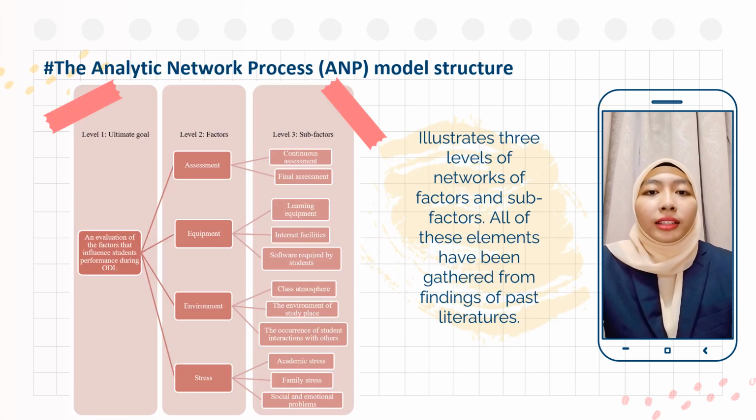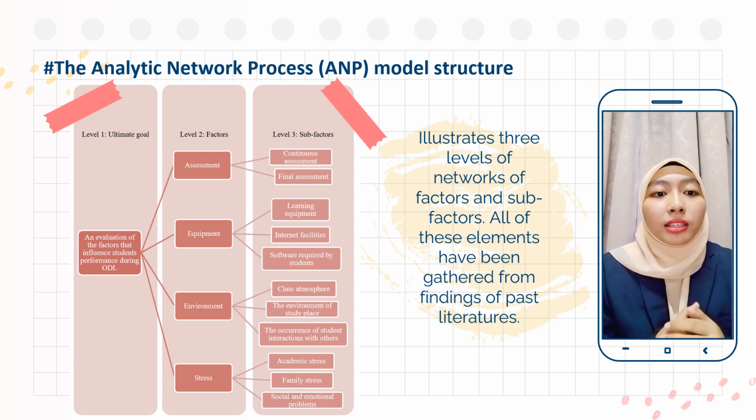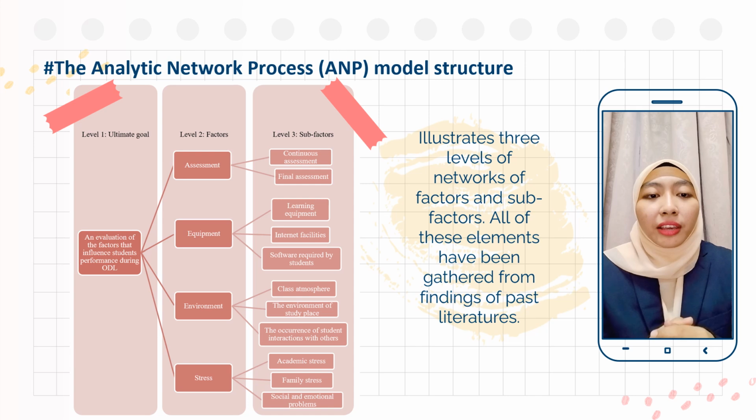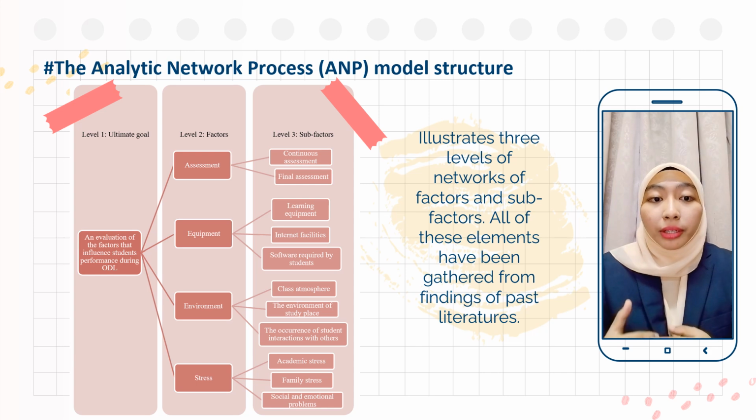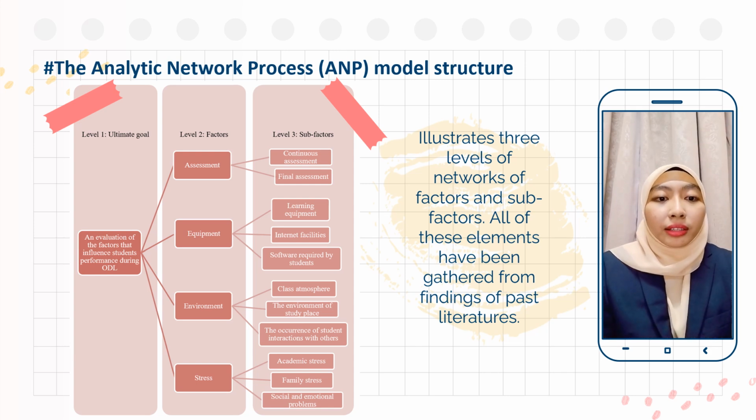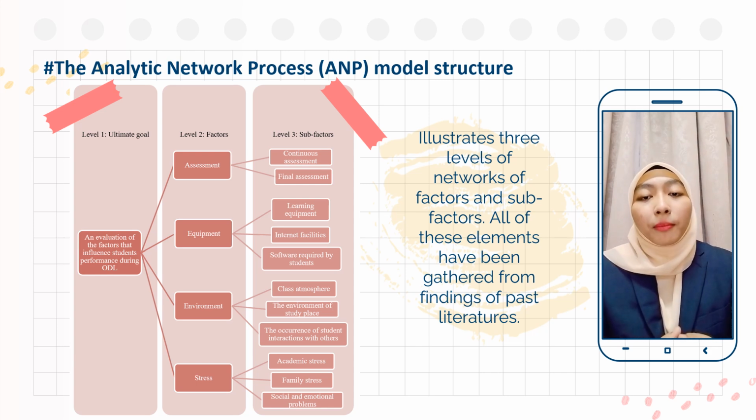Next, the analytic network process (ANP) model structure. On my right is the illustrated 3 levels of network of factors and subfactors. All of these elements have been gathered from findings of past literature.